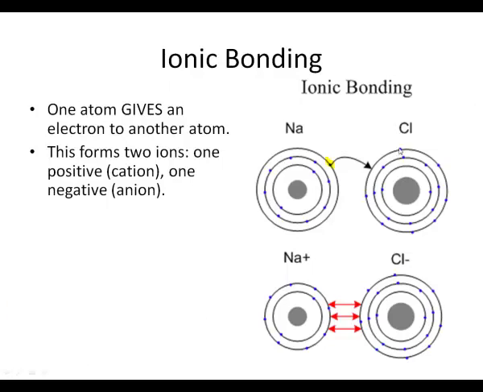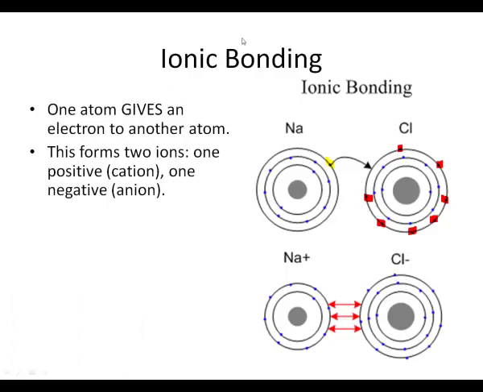If we look on chlorine, we have 1, 2, 3, 4, 5, 6, 7 valence shell electrons. So what's actually going to happen is the sodium is going to give away one of its outermost electrons, the only one it has to give. It's going to give that away to the chlorine.